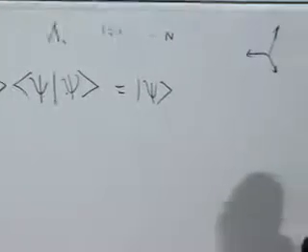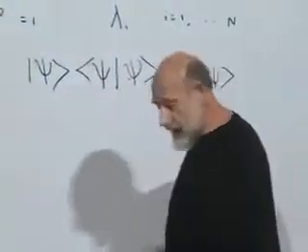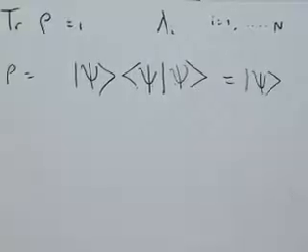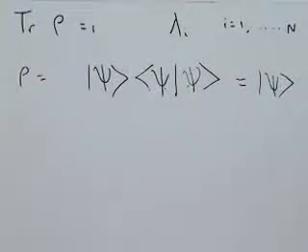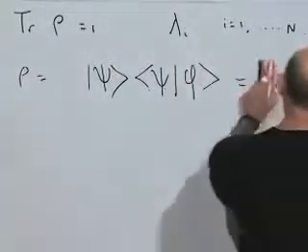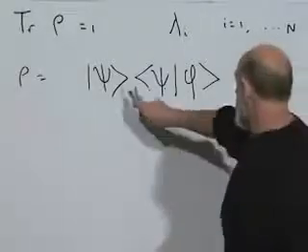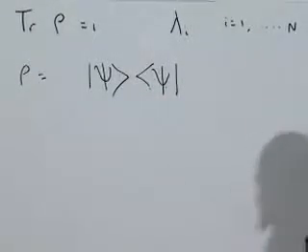Any other state orthogonal to psi, let's call it phi, then you get 0. So if the density matrix is a simple projection operator onto one particular state, then it has one non-zero eigenvalue. The density matrix is representing a pure state, and the pure state is just psi.